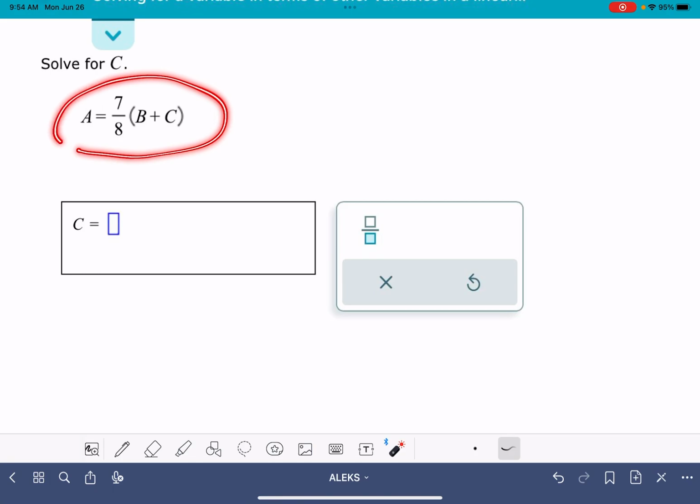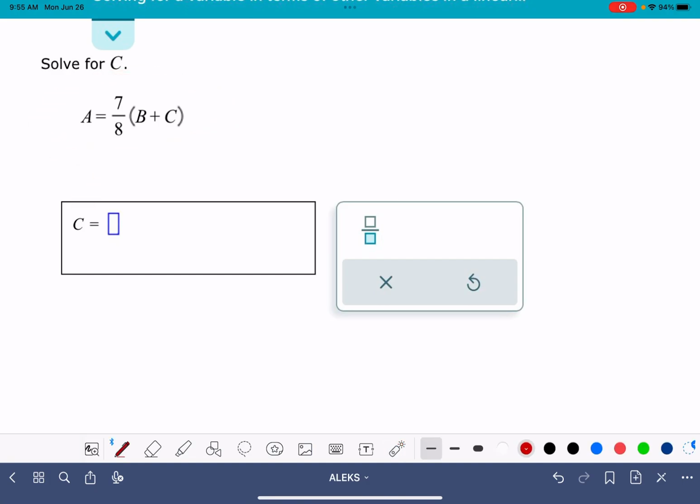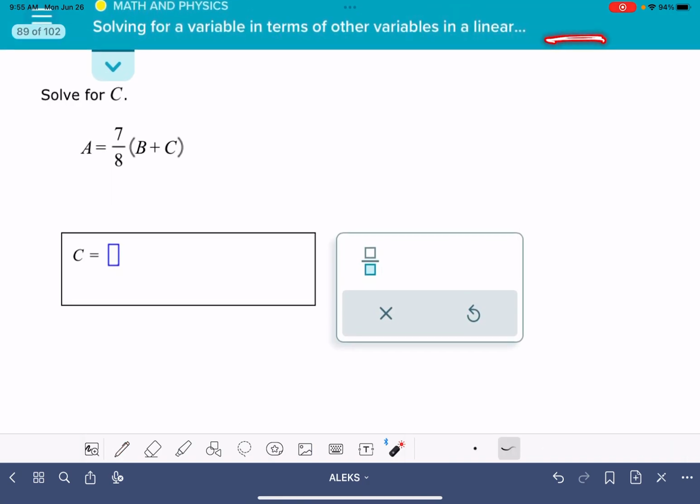My job is to rearrange this equation so that I've isolated the C variable. And that's what it means when it says solve for C. You're not going to be getting a number answer for the value of C. You're just rewriting this expression so that C is on the left-hand side of the equals sign. This is definitely going to involve a fraction in it somewhere because that's part of the name of the problem.